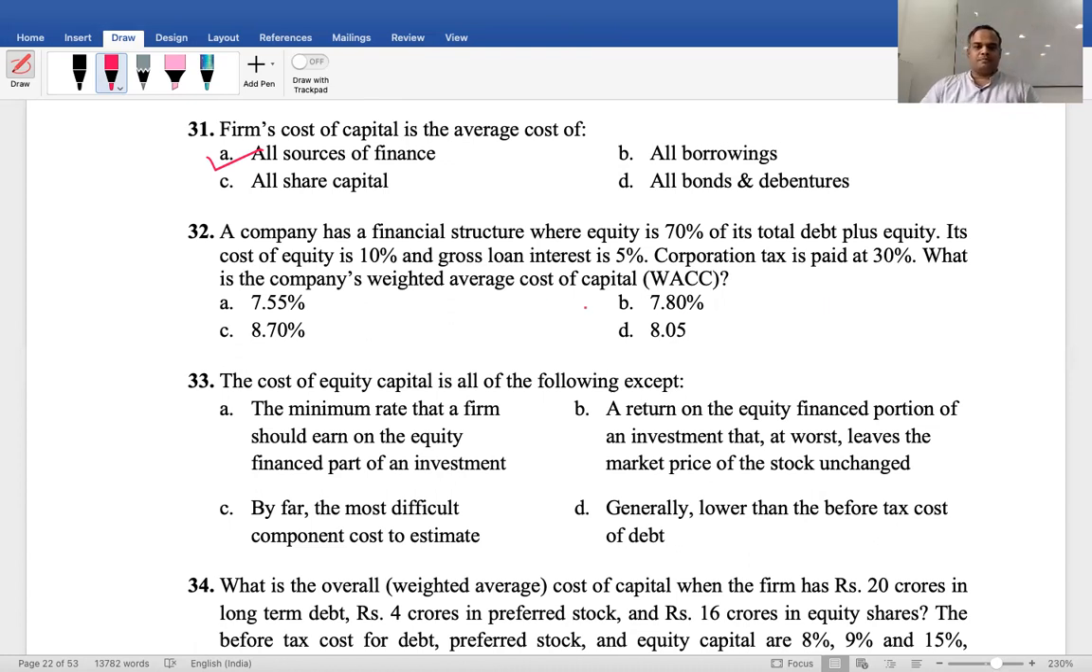Under cost column, equity how much? 10%. Interest, debt fund, 5 into 100 minus 30%. Right? I think 70% on 5. How much is 70% on 5? 3.5. Multiply with the proportion. What about the proportion? 70% for equity, 30% for debt.